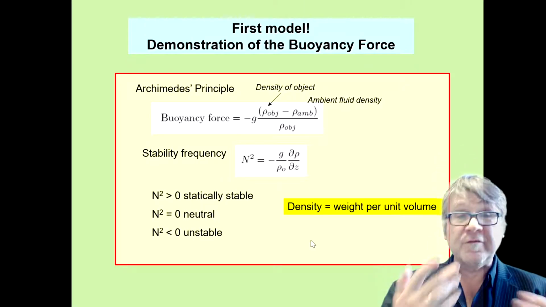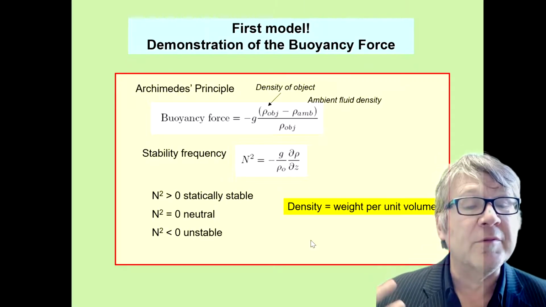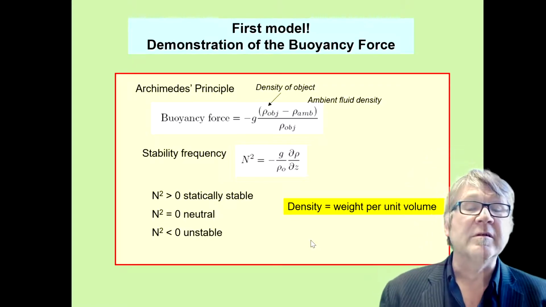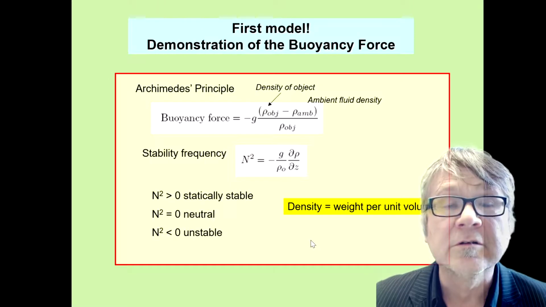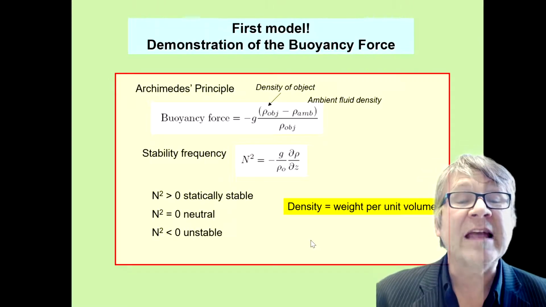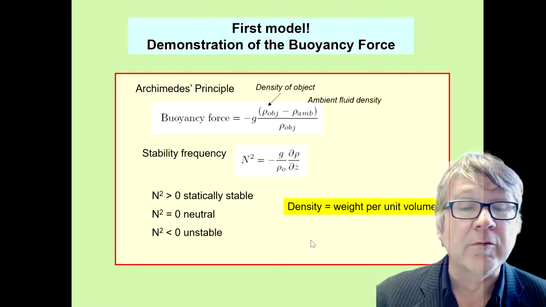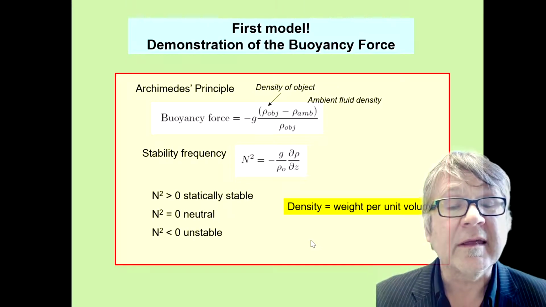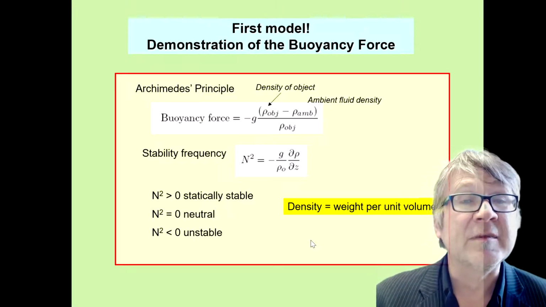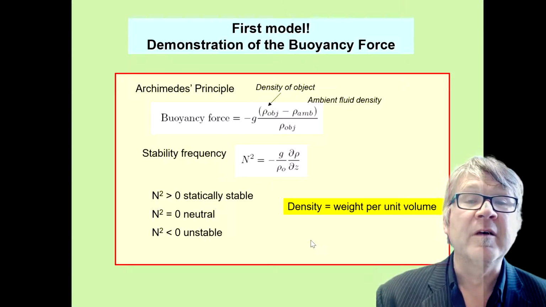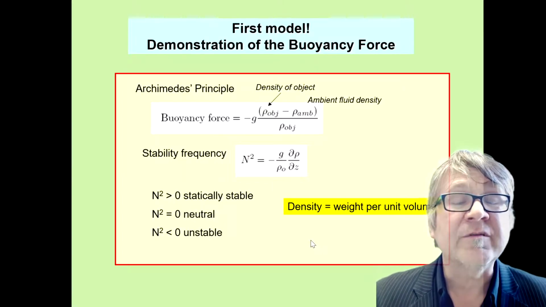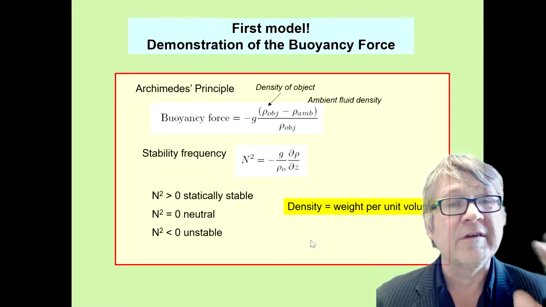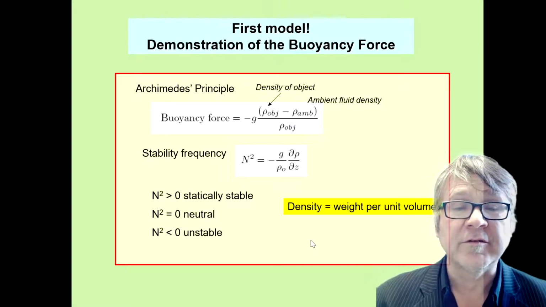Okay, so now you can have different situations. For example, if density does not change with depth, we call it neutral. Okay, this N squared is equal to 0. If it's a positive number, it's stable, which means lighter fluid above heavier fluid. If it's less than 0, we have so-called unstable situations, heavier fluid over lighter fluid.